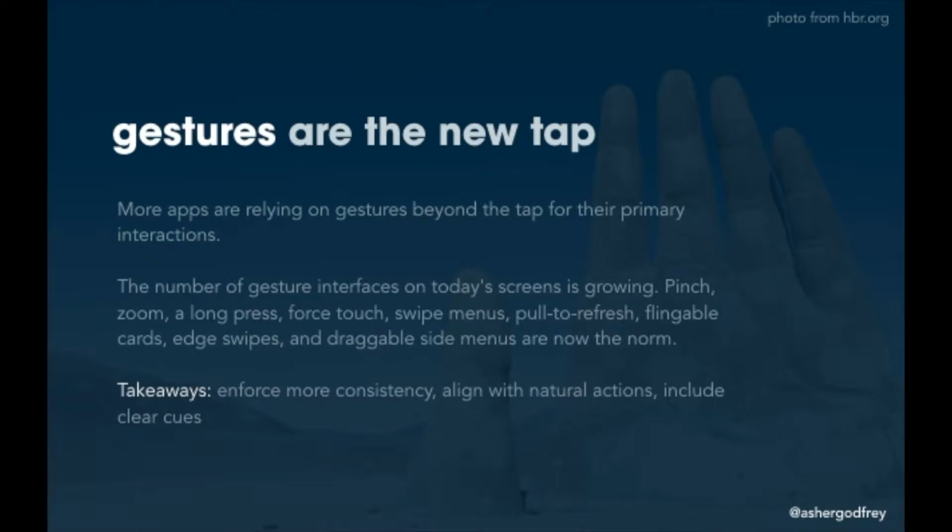So gestures are the new tap. Most apps are relying on gestures beyond the tap for their primary interactions. Think about Tinder, really. The number of gesture interfaces on today's screen is growing. Pinch, zoom, a long press, force touch, swipe menus, pull to refresh, flingable cards, edge swipes, and draggable side menus are now the norm. So the takeaways from this are to enforce more consistency, align with natural actions, and include clear cues.